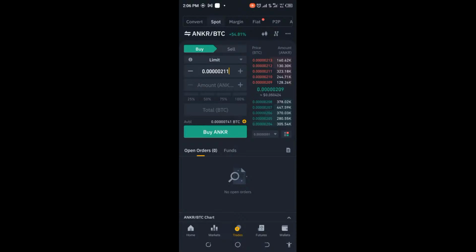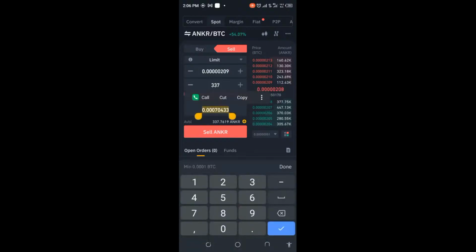Okay, I can see it's going up back again. So I'm just going to sell and put everything there. And let's see how this will go. But first of all, let's see what I would get with this amount. Let me go and check what I would get with this amount.